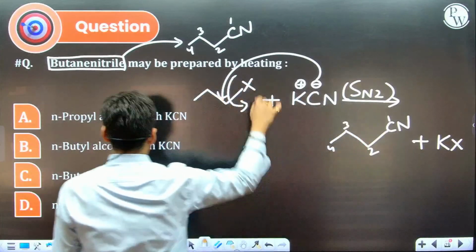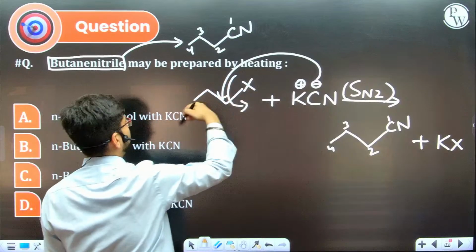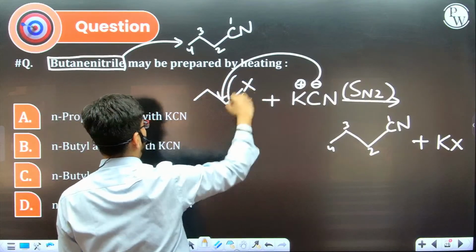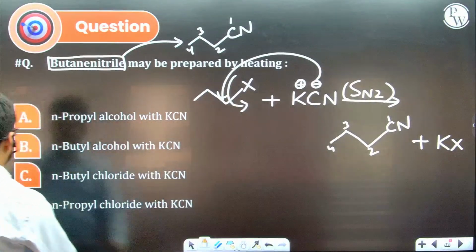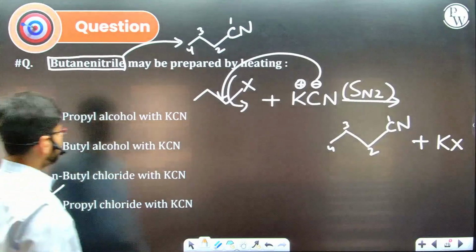Now what is this compound? This is propyl halide, right? 1, 2, 3, n-propyl halide. So if n-propyl chloride is treated with KCN, I'll get butane nitrile. So option D is the correct answer.